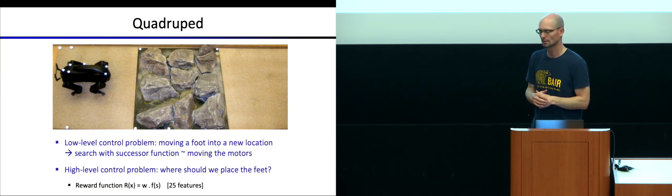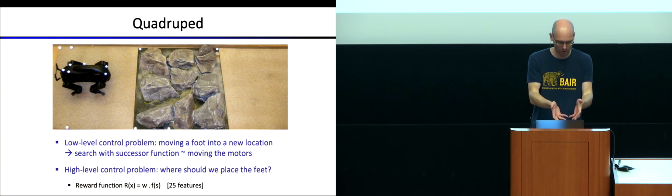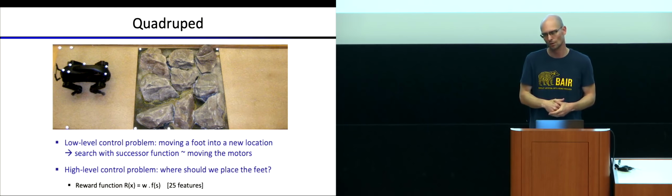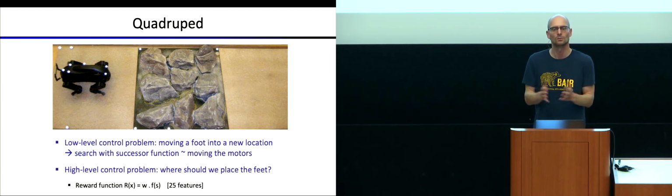High-level control problem, that's actually A-star search. If you have a cost function for this terrain, what would the cost function be? Well, what could it be? Where do you want to be? Where do you want to place your feet?